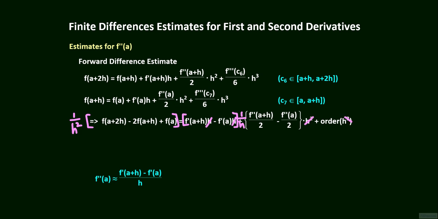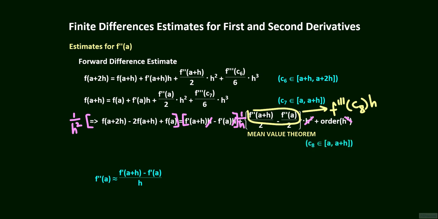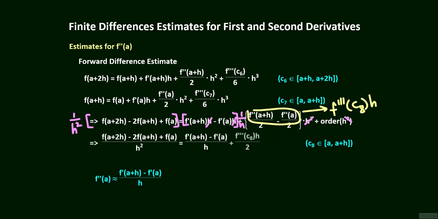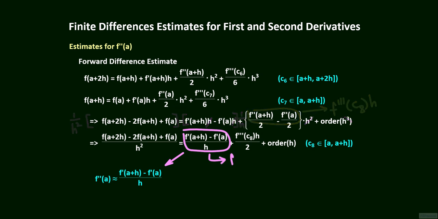If f triple prime exists, the mean value theorem says that f double prime of a plus h minus f double prime of a should be equal to f triple prime of c sub 8 times h, where c sub 8 is some value between a and a plus h. And this is the equation that we get. F prime of a plus h minus f prime of a all over h is a forward difference approximation for f double prime of a.